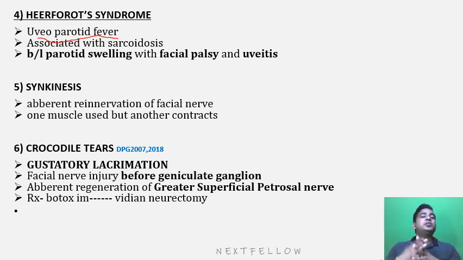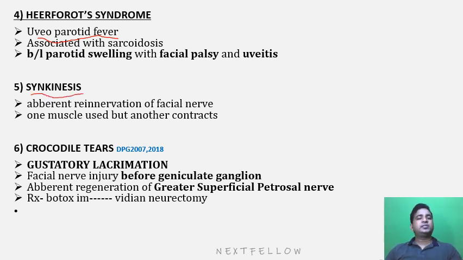be inflamed. So, how will the patient present? The patient will have bilateral parotid gland swelling with facial paralysis, because the facial nerve runs in the substance of the parotid gland. So, there will be bilateral parotid swelling with facial palsy and uveal tissue inflammation. So, that is Heerfordt syndrome. Okay. Now the fourth one is synkinesis.